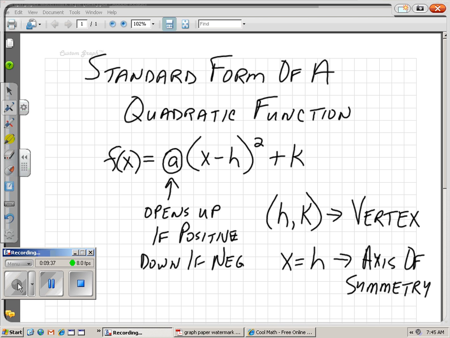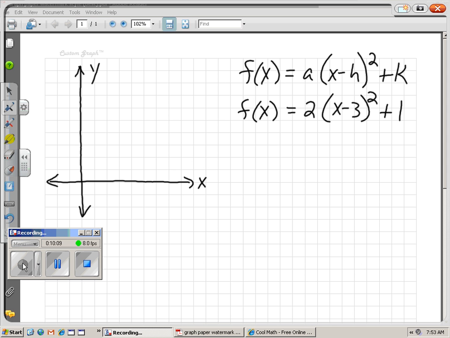All right, and some other information we can pull from this equation when it's in this form is that the h, the number here, and the k will tell you where your vertex is, where that minimum or maximum point is. So if you pull the h and k out of the formula, you know where your vertex is. And finally, this h, if you put it right here, and write the equation x equals h, that will give you the equation of that line that cuts through the middle of the parabola that we call the axis of symmetry.